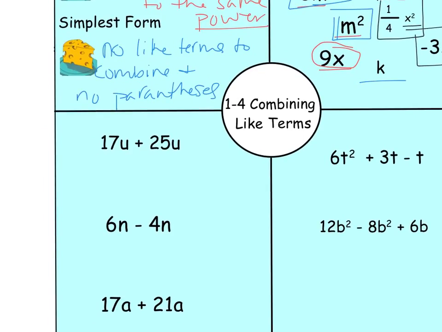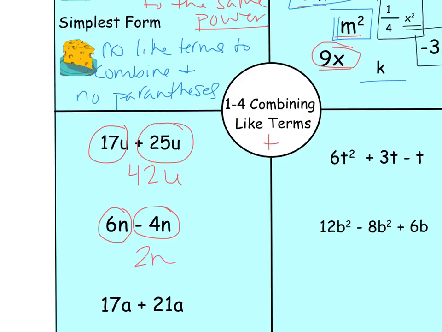Combining them, what you do is you keep the variable and then you add the coefficients. So we have 17u plus 25u. Add those together. 5 and 7 is 12. Then we have the 10 from the 12, the 10, and the 20. So we get 42u. Down here we have 6n plus a negative 4n. Notice how I didn't say 6 minus 4? I like to take the sign in front and always assume that I'm adding. So then I get 2n.